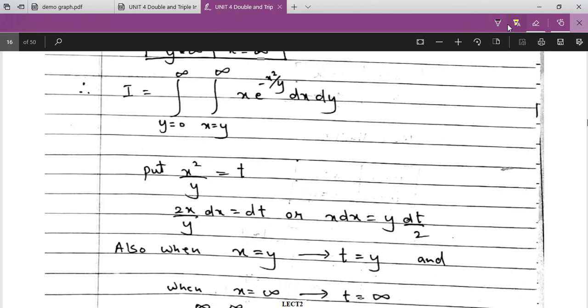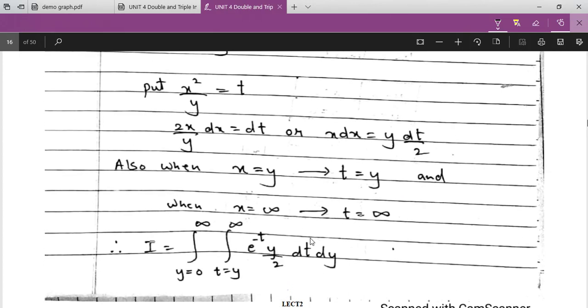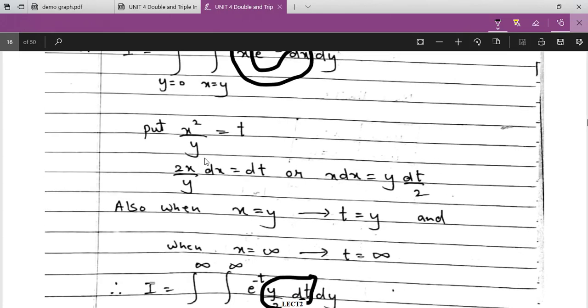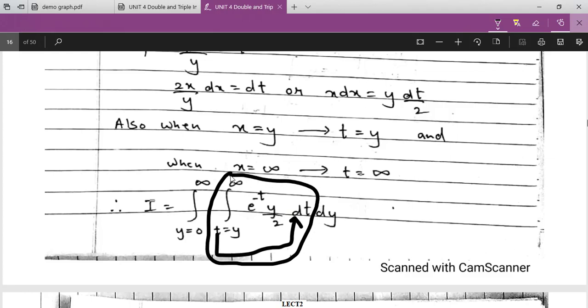Okay, and since you have changed, x dx I can write as y dt by 2. So this is y by 2 dt. So after changing this, you have got this, and t is nothing but x square by y, which I have written as minus t. Okay, now what you need to do is again the same. It is in terms of t, you have to follow the pattern. I will solve this integral first, integrating it with respect to t, right?